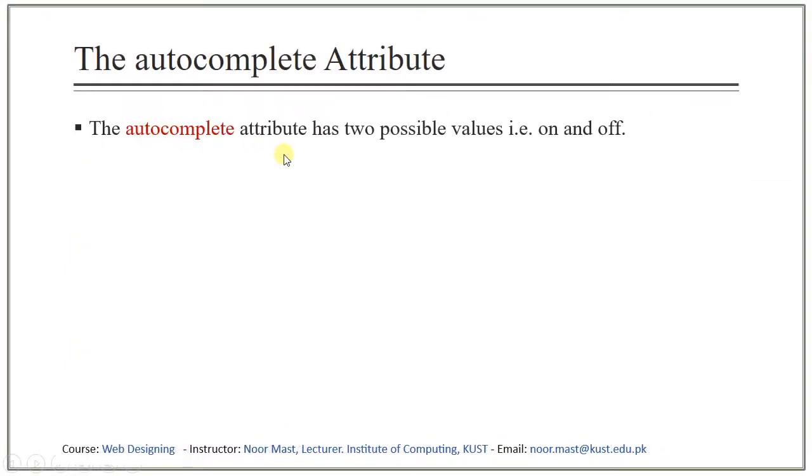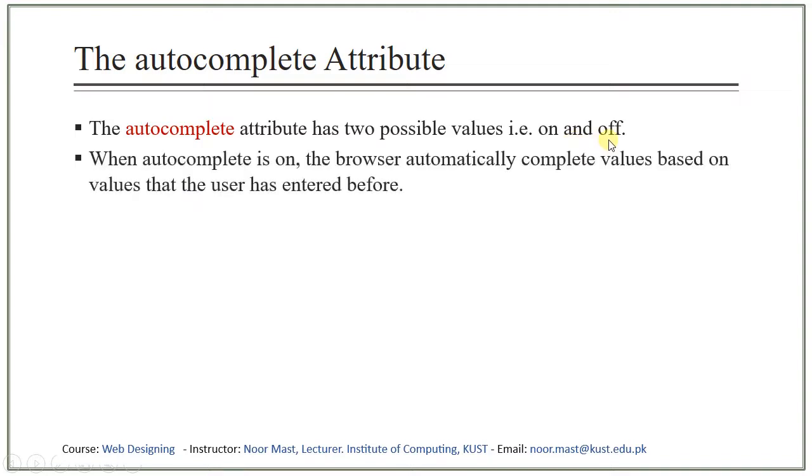The autocomplete attribute has two possible values, that is on and off. If the autocomplete attribute is on, then the browser automatically completes values based on values that the user has entered before. You can apply the autocomplete attribute at form level or apply it for a specific field. Look at these codes. These codes show how to apply the autocomplete attribute.